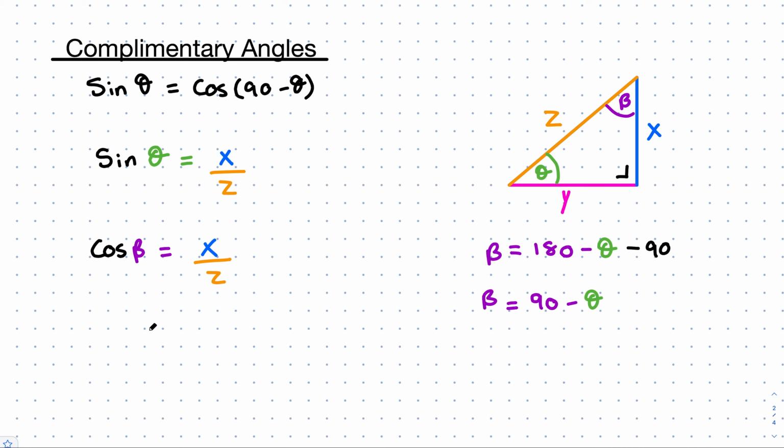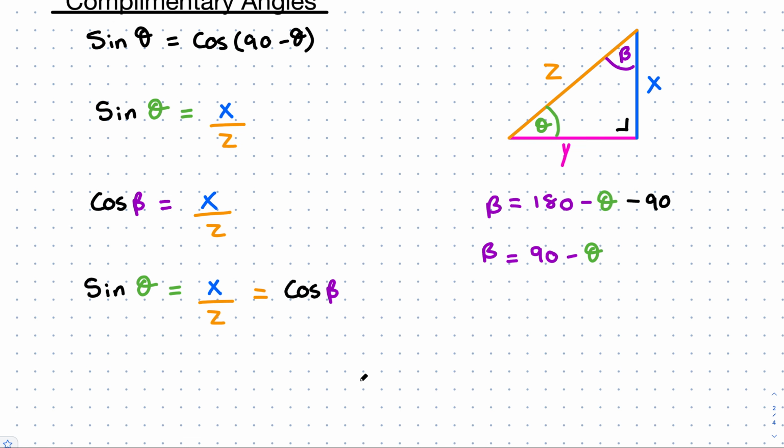What do you notice? Well, I notice that the two ratios themselves are equal. X over z and x over z, which tells me that sine of theta, which is equal to x over z, must be equal to cos of beta, which is also equal to x over z. So this is what I have. And if you remember back, I said that beta was equal to 90 minus theta.